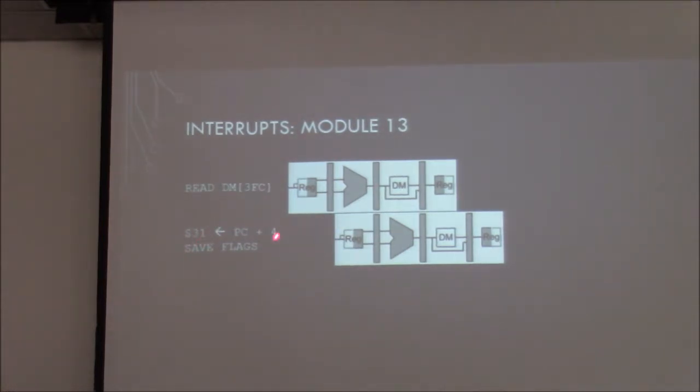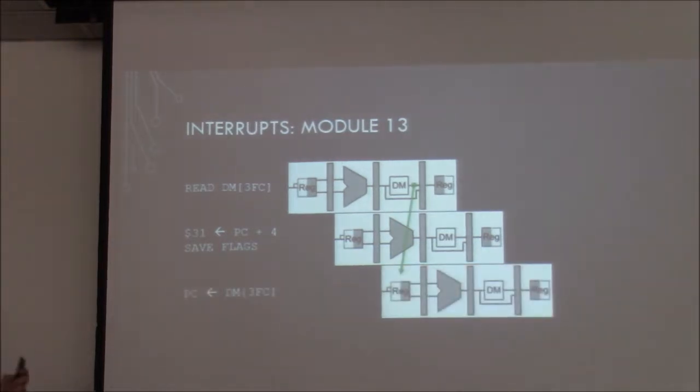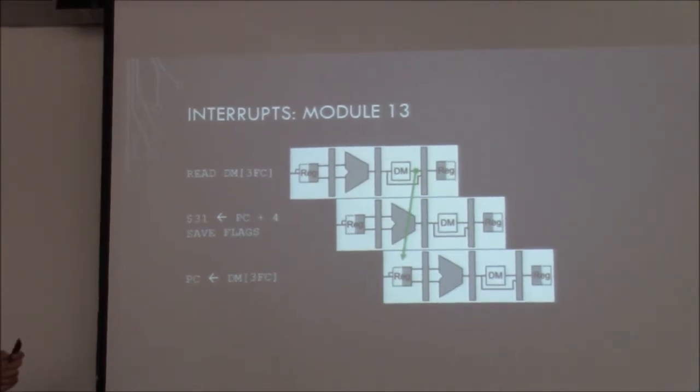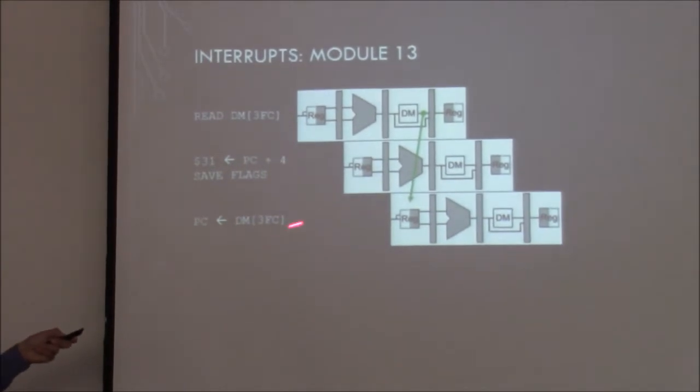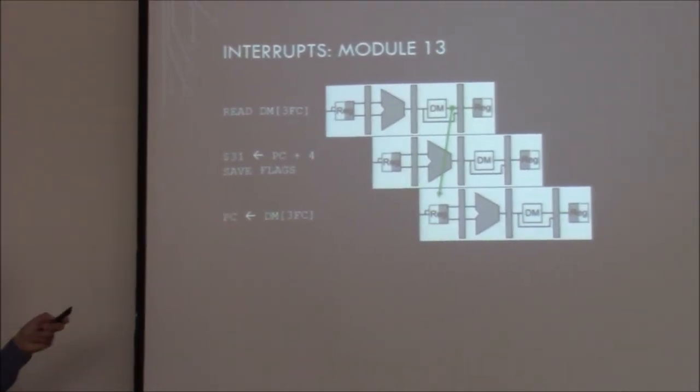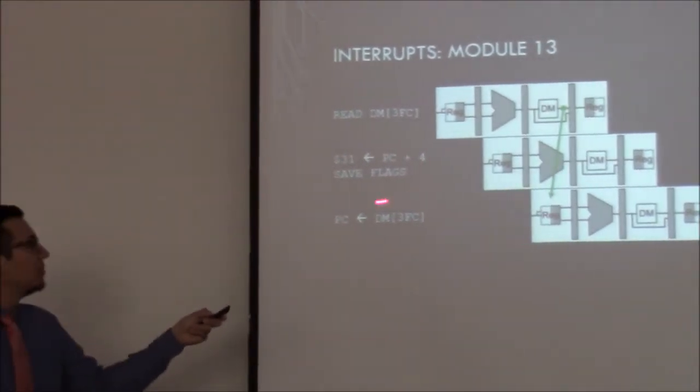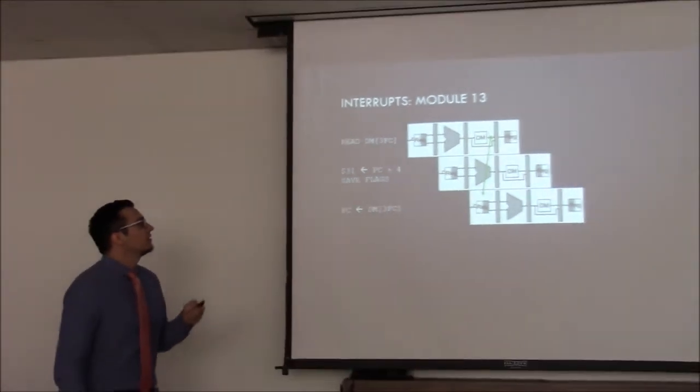In addition, we also save the flags register into a special register that is not accessible to the user, but is only there to save the flags in the event of an interrupt. The third and last step is to jump to the location that we read in the first step. And the end result is that the PC gets the address of the interrupt service routine and that the old PC and flags register have been saved.